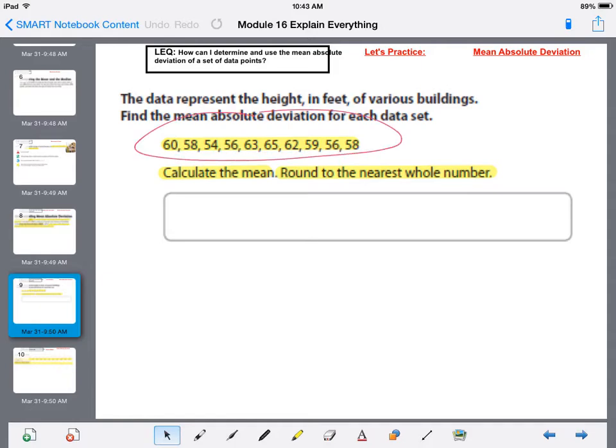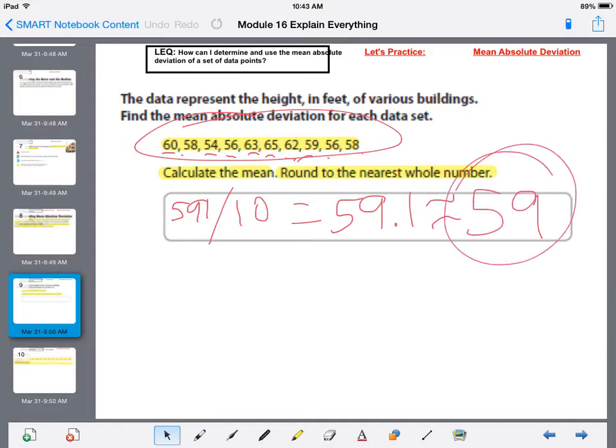So we would take these numbers and add them all together, getting a sum of 591. We would divide it by however many numbers there are in the set, 10. And so we get 59.1. We're going to round that to the nearest whole number, so that's about 59. We're going to use this mean on the next slide to calculate the mean absolute deviation.